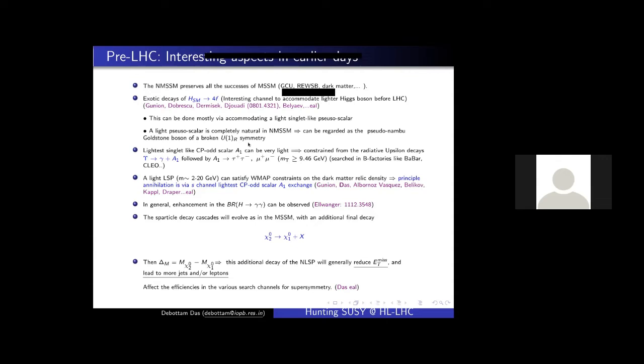Now, for a very light pseudoscalar, let's say from 1 to 10 GeV, there is a constraint coming from the radiative Upsilon decays. This has been searched for by the B factories at that time, and it put severe constraints on the parameter space.